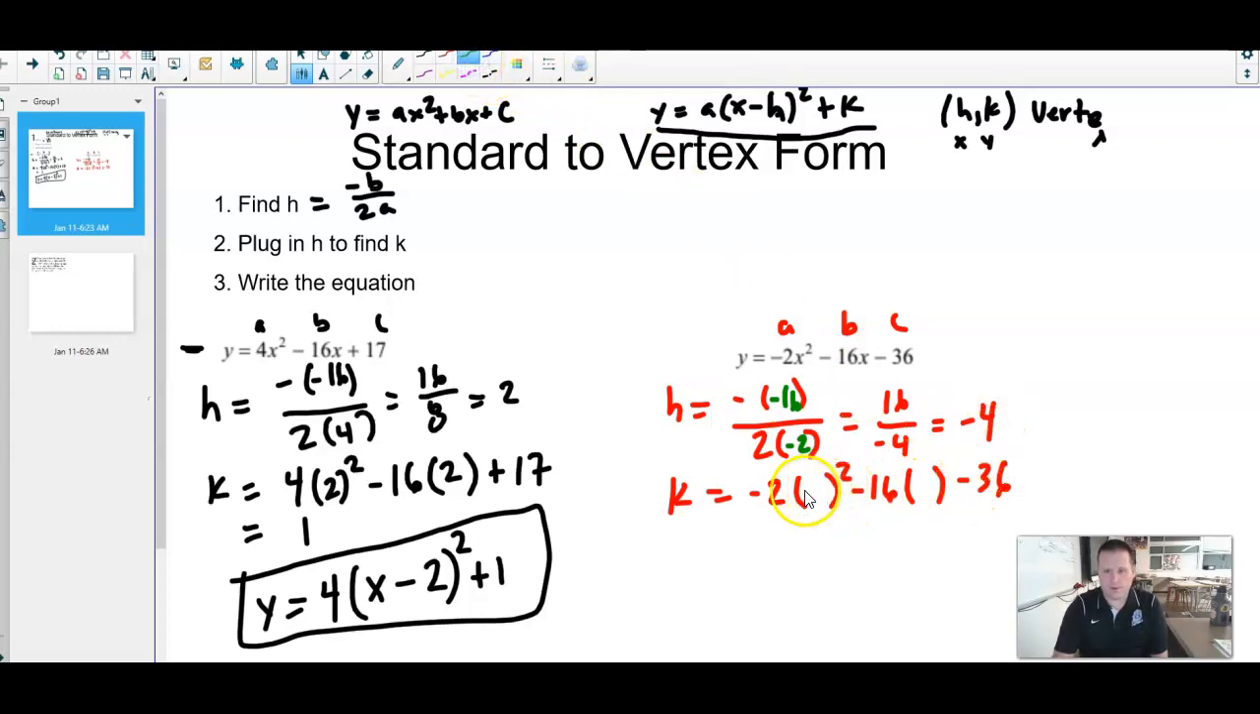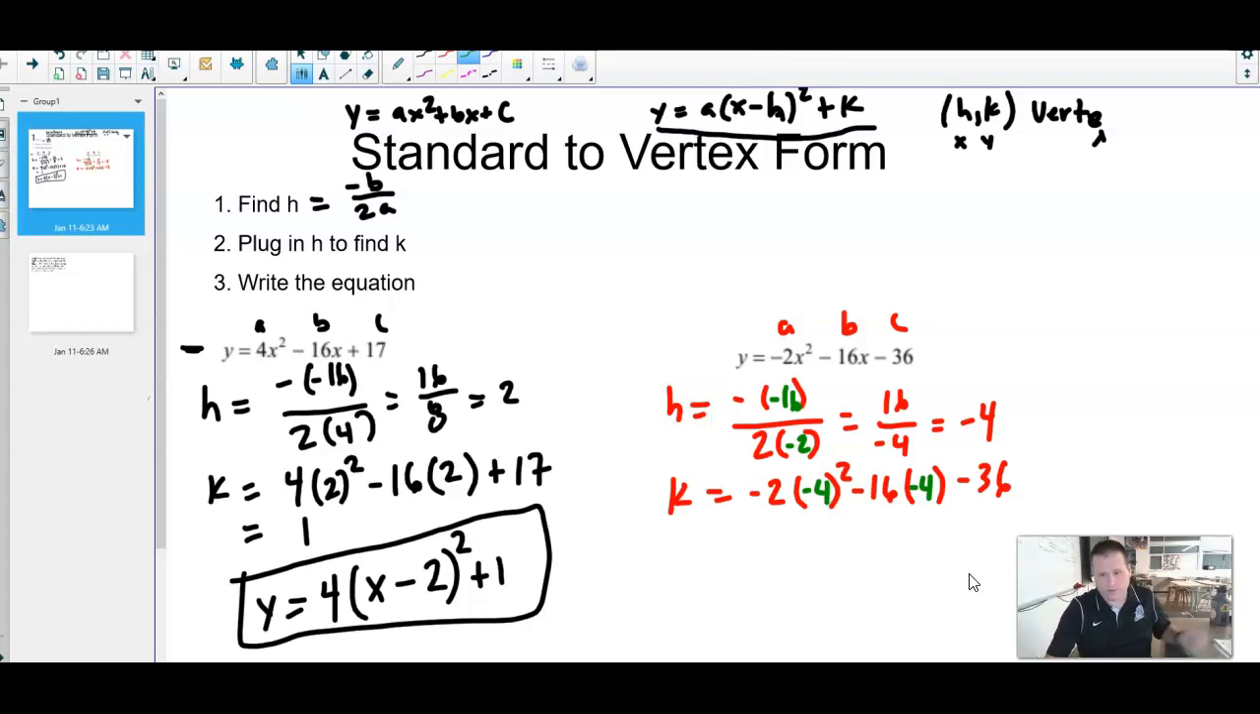So this -4 is going to go right here. And then again, you guys can use your calculator. You can just do it step by step, either way, to find the next value here.